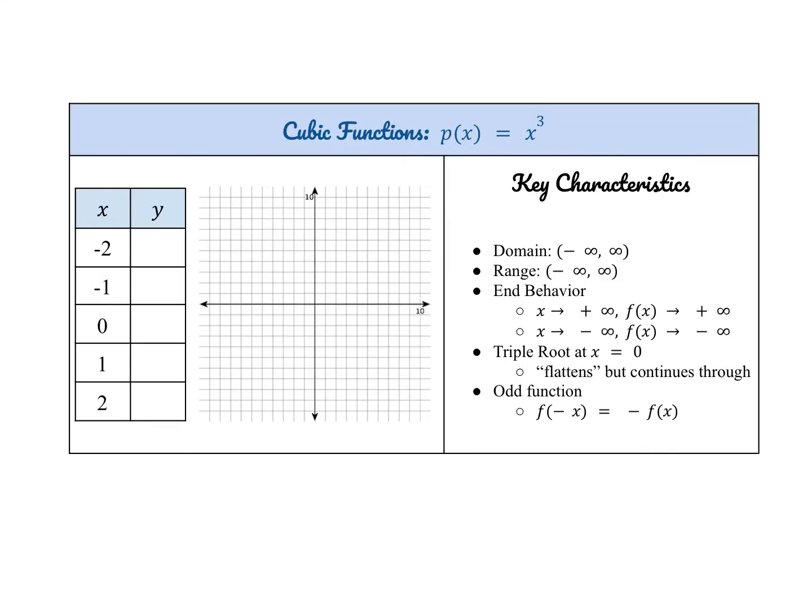First, we're going to start by looking at the parent function for our cubic functions, which is just x cubed. So we'll start by making a quick little t-chart to see what points we're given. If we have -2 cubed, that gives us -8. -1 cubed is -1, 0 cubed is 0, 1 cubed is 1, and 2 cubed is 8. So if we plot those points, it looks like this.